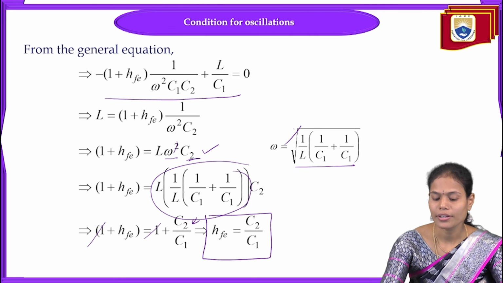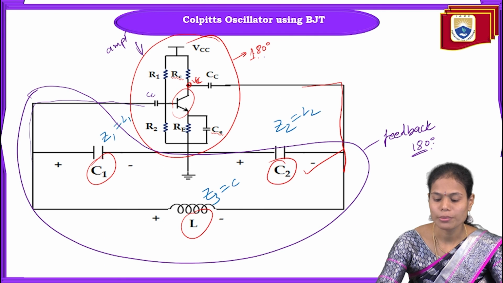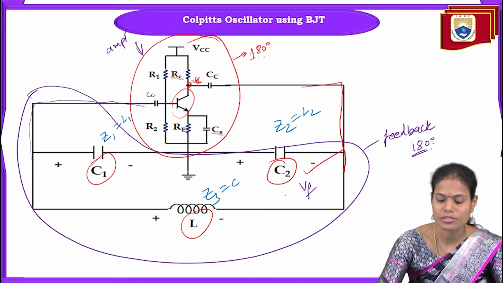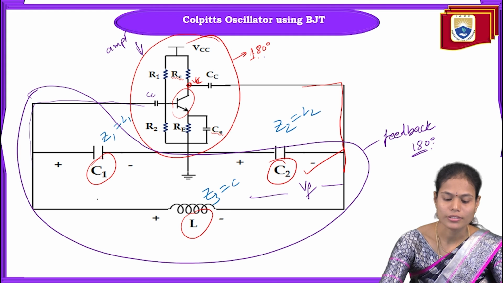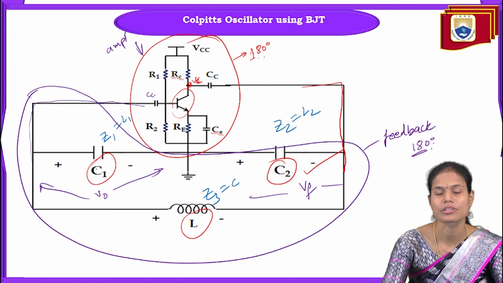In both cases, the feedback voltage we will take across this capacitor, and the output voltage we will take across this capacitor, whether in the Hartley oscillator or in the Colpitts oscillator.